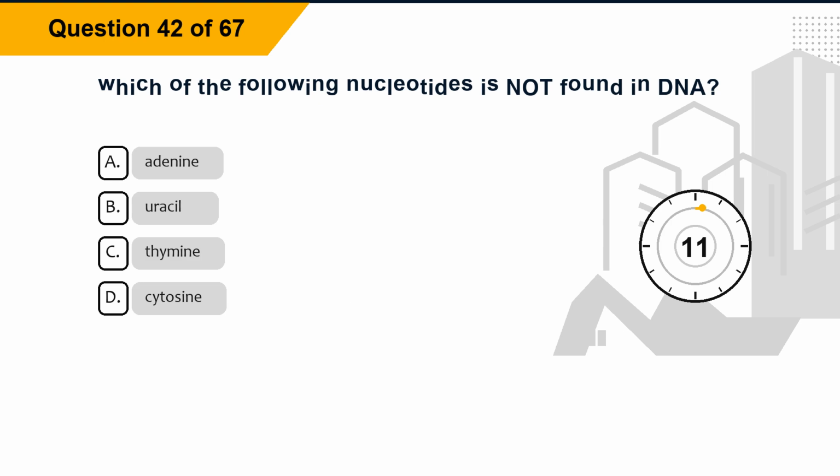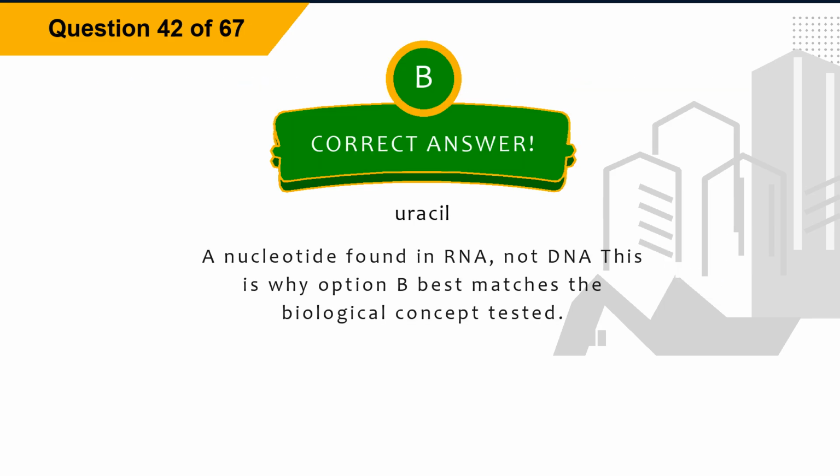Question 42. Which of the following nucleotides is not found in DNA? Option A, adenine. Option B, uracil. Option C, thymine. Option D, cytosine. The correct answer is option B, uracil. Explanation. Uracil is a nucleotide found in RNA, not DNA. This is why option B best matches the biological concept tested.